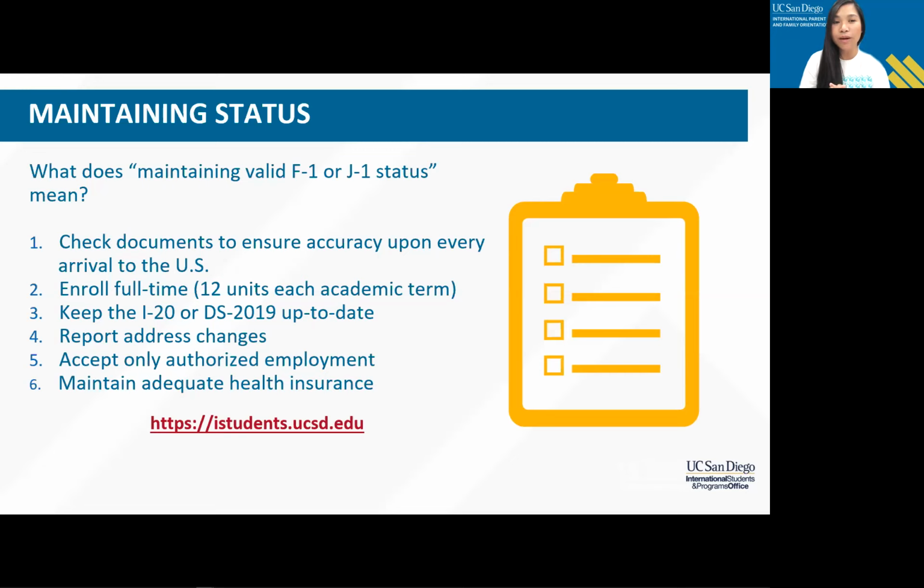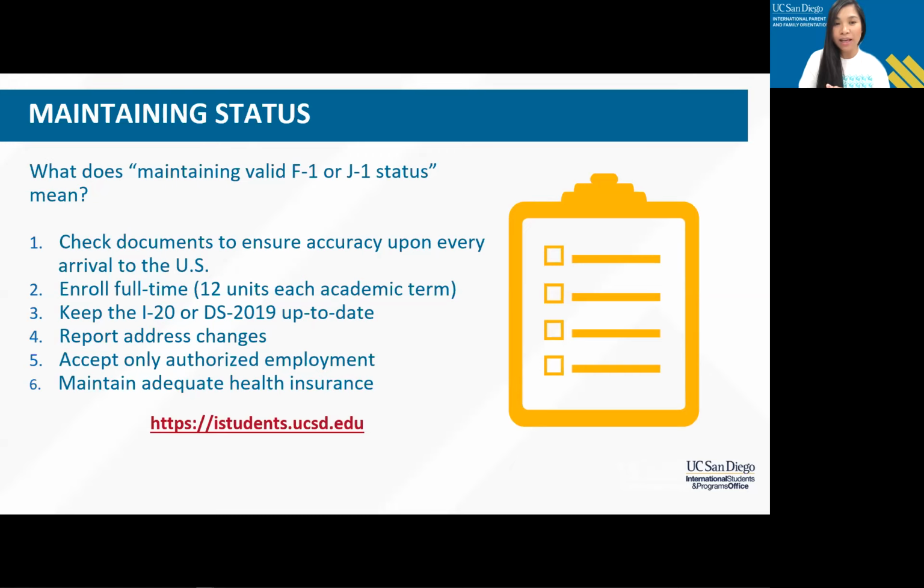Number 4, report address changes. Many of your students may live on campus, but as they progress in their programs and perhaps live off campus, make some friends and find roommates to find an off-campus housing arrangement with, then they'll need to update their off-campus housing address in Triton Link within 10 days of that change. And again, please do make sure they have an emergency contact on file for health or travel emergencies.